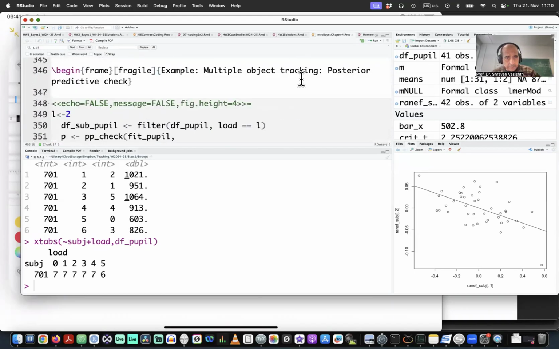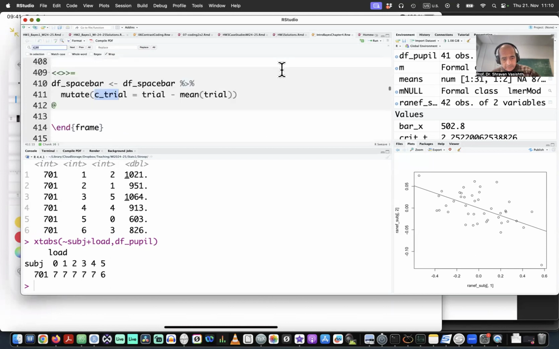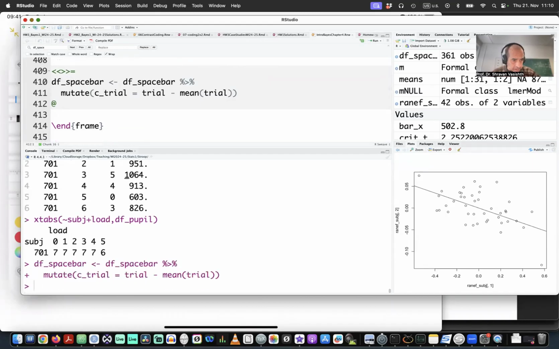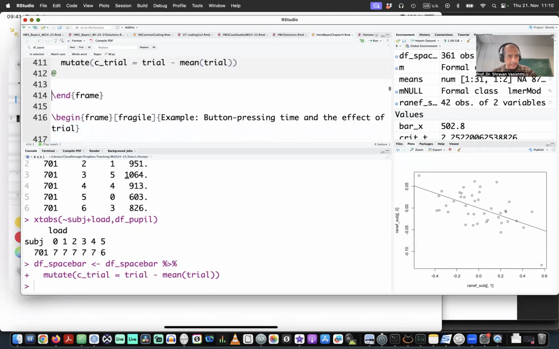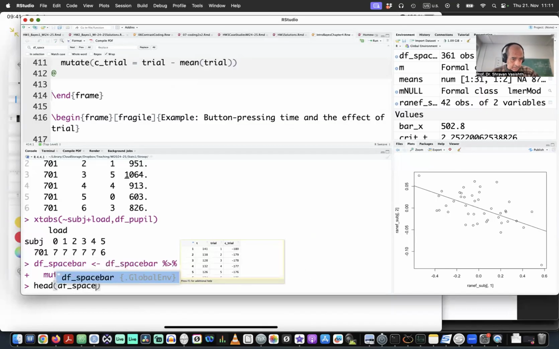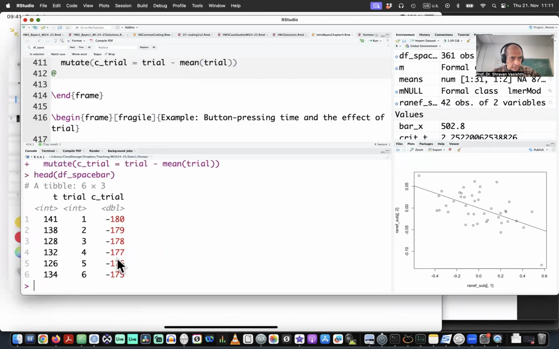Let me just find the data frame. Right, so this is the data frame. Is it already there? Yeah, it's there. It's good. So now I've centered the data frame, the trial ID. So let's take a look. So here's my centered trial ID.